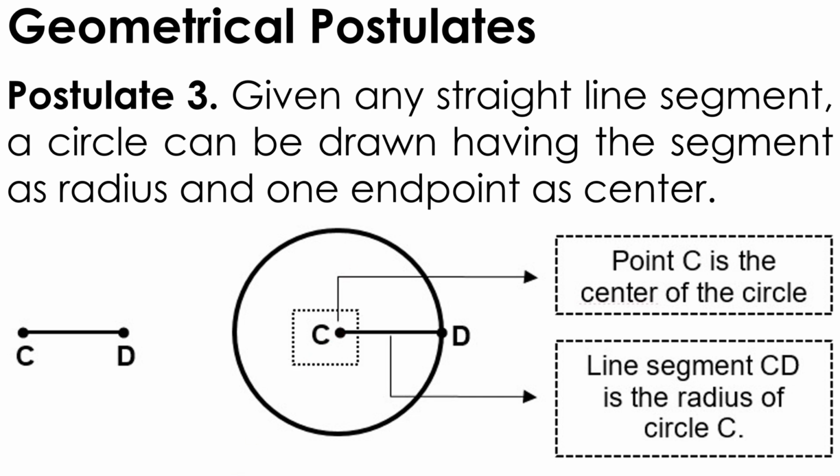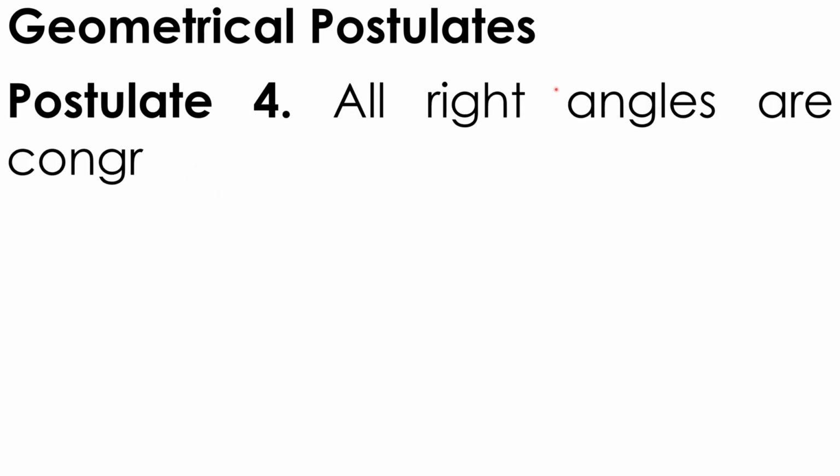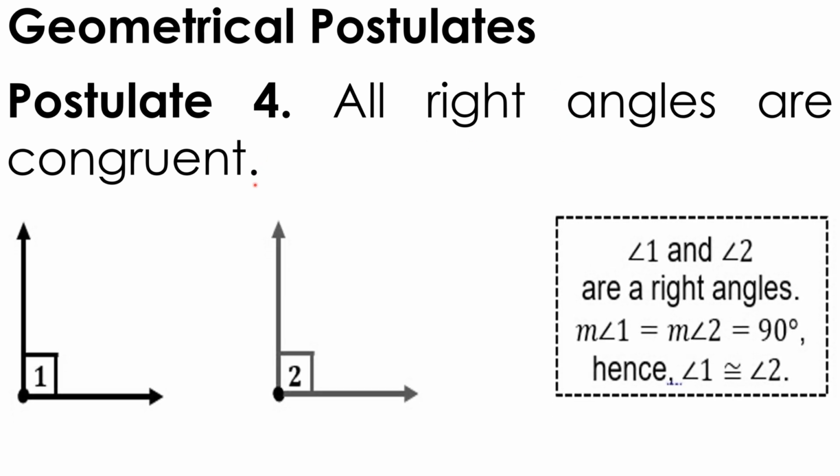Now let's proceed to postulate number 4. Postulate number 4. All right angles are congruent. So we have here angle 1 and angle 2. Angle 1 and angle 2 are right angles. Why? Because of this symbol. The measurement of angle 1 is equal to the measurement of angle 2, which is equal to 90 degrees. Hence, angle 1 is congruent to angle 2.